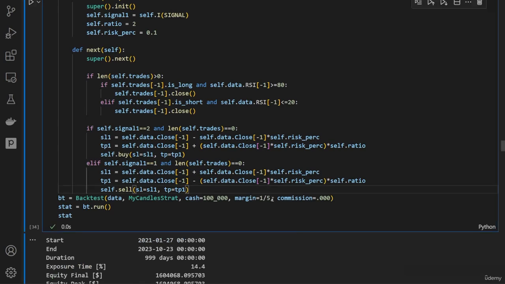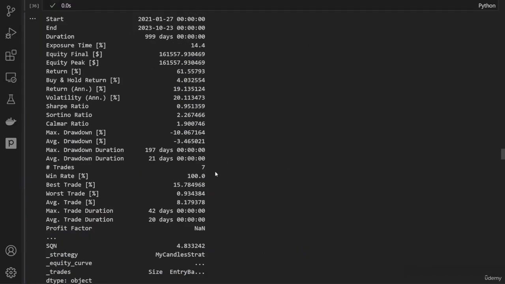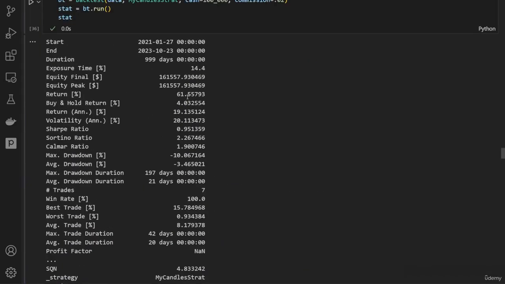Now I'm going to remove the margin, and to compare with the previous case, we will start adding some commissions. Let's add the maximum commission, which is 2% now. And our returns are down to 19% per year. That's still a good thing. It's still a good strategy for now.